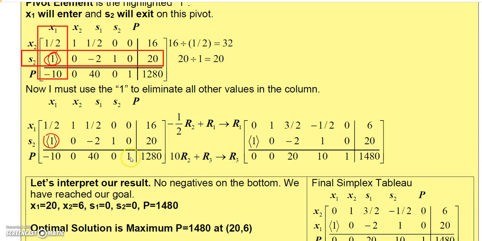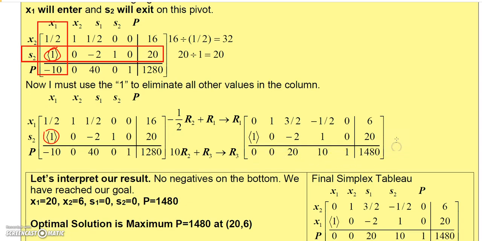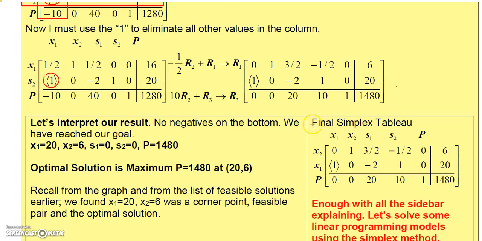10 times 0 plus 1 is 1. And then 10 times 20 is 200, and 200 plus 1280 is 1480. And so now I have my next tableau here, and notice now I have no negatives on the bottom row, and since I have no negatives on the bottom row, I now have my final simplex tableau, and I can find my solution.